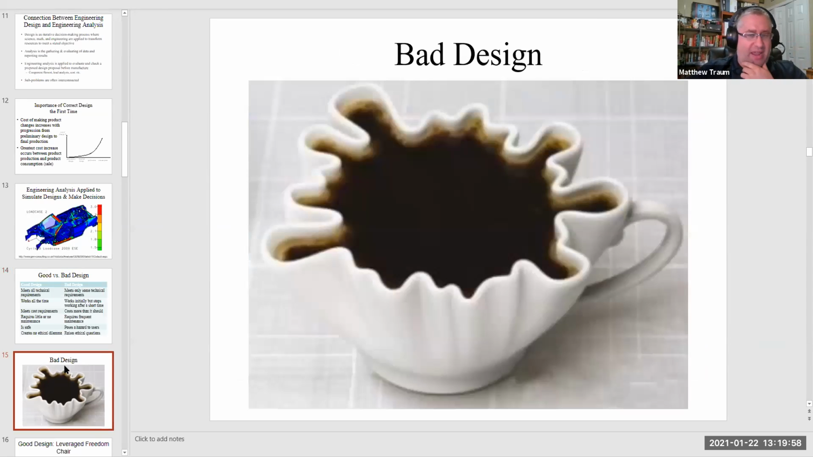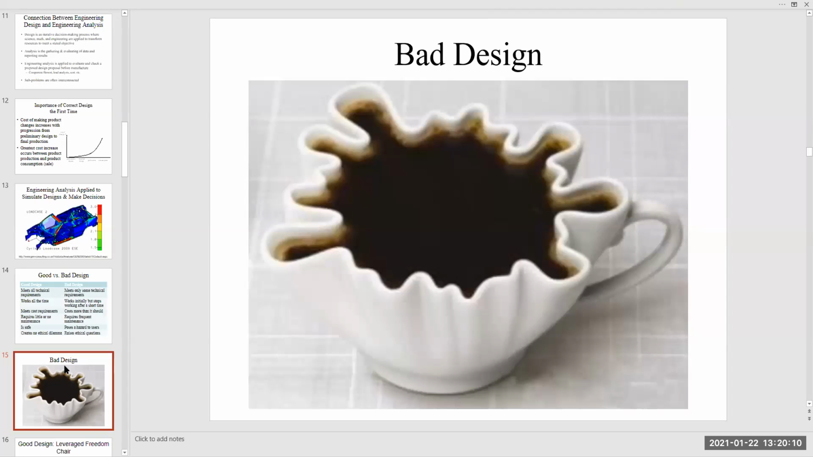Okay, so here's an example of what I think is bad design. Can anybody tell me why this is a bad design from the user's perspective? If you try to drink from it, it could spill on you. Yeah, splatter marks.